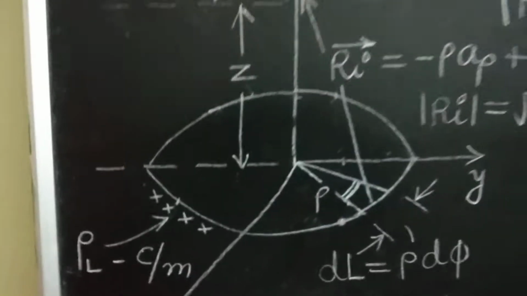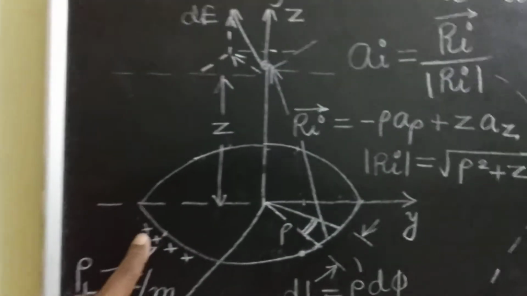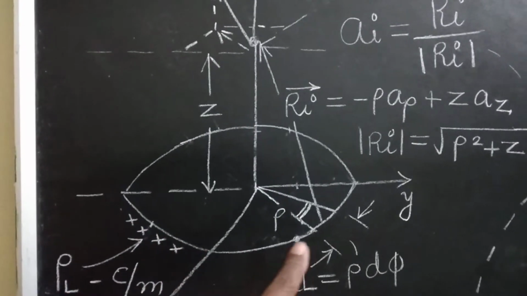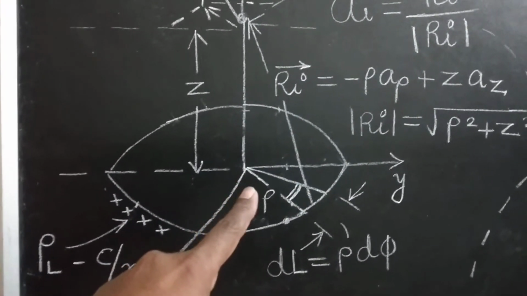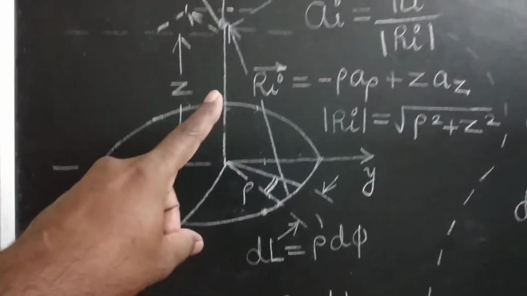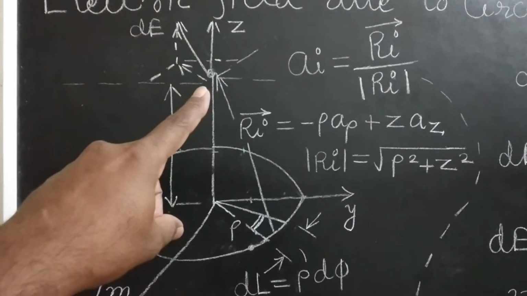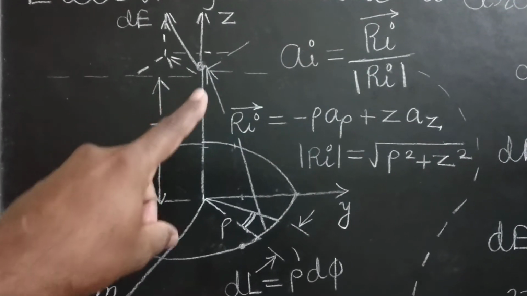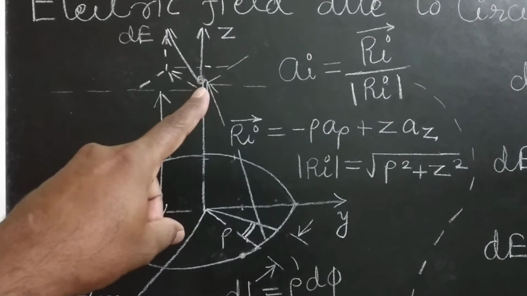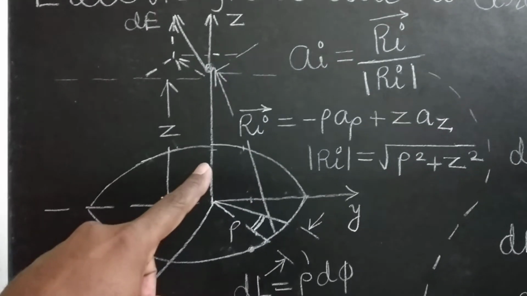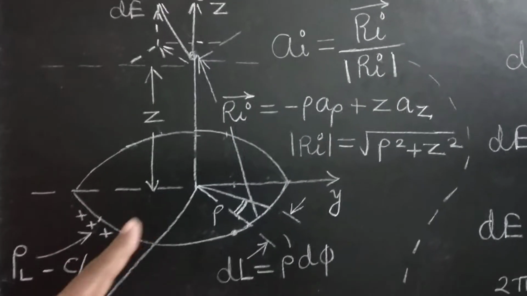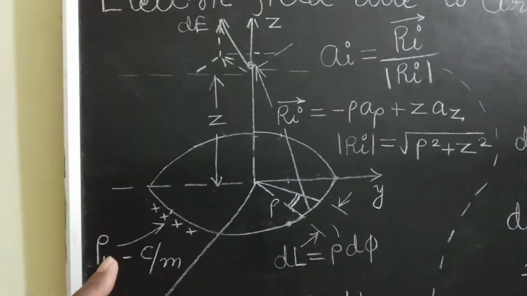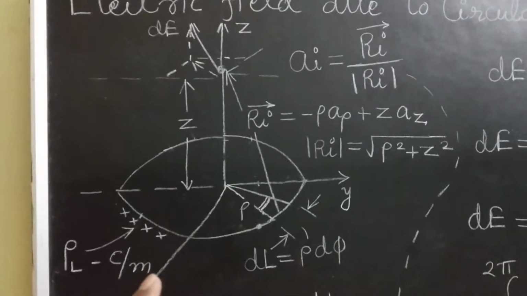For understanding this, we have drawn this diagram. We have taken a circular loop in the xy plane which has radius rho, and our point of interest is on the z axis at a distance z from the origin. We will evaluate the electric field intensity at this point due to this circular line charge density. The line charge density is rho L coulomb per meter.